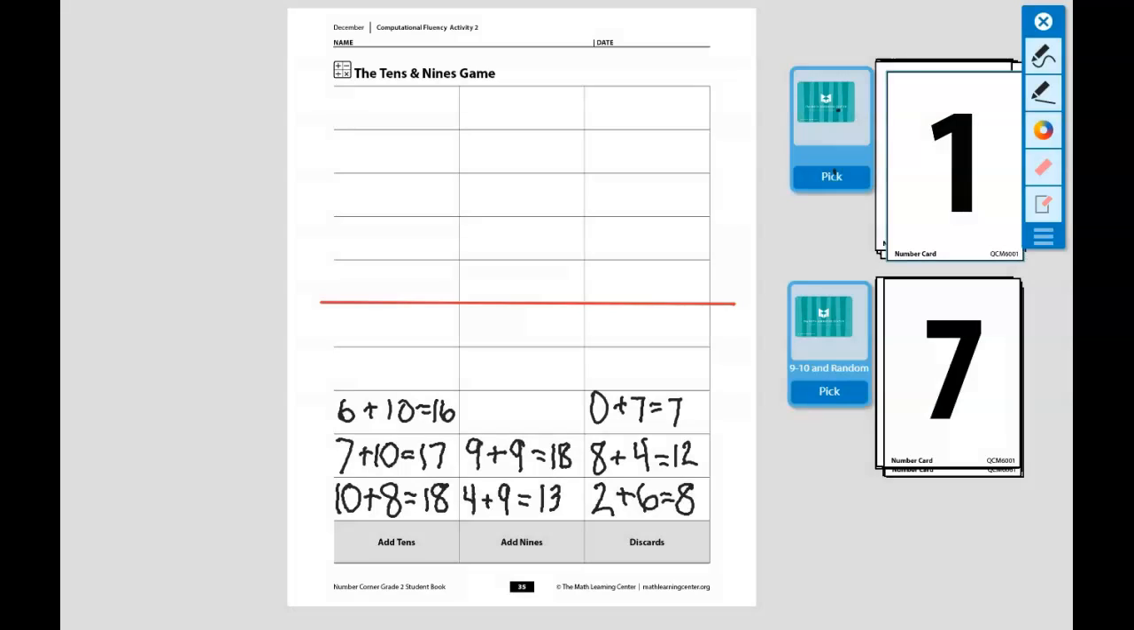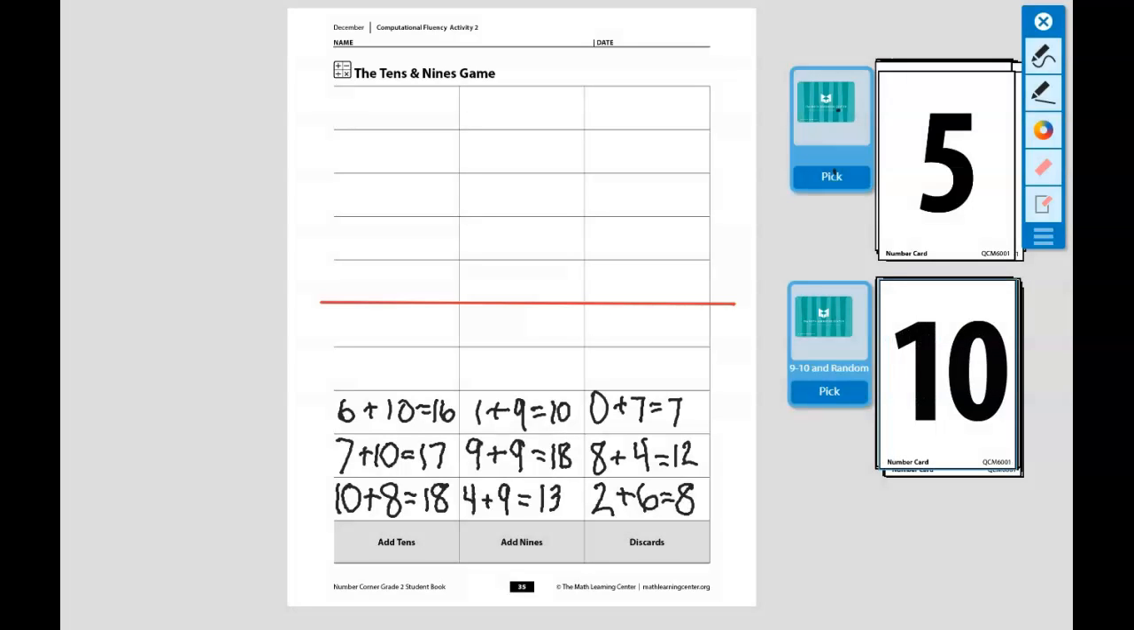It's not looking as good for us. A 1 and a 9. Where should it go? We get to add it to our add nines. 1 plus 9. Well, I just add that 1 into 9, and I know that it makes a 10. This is getting close. Let's pick again.